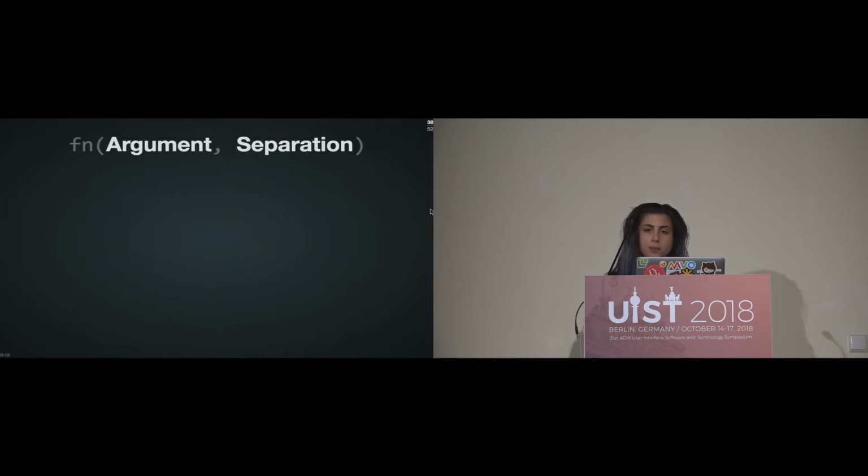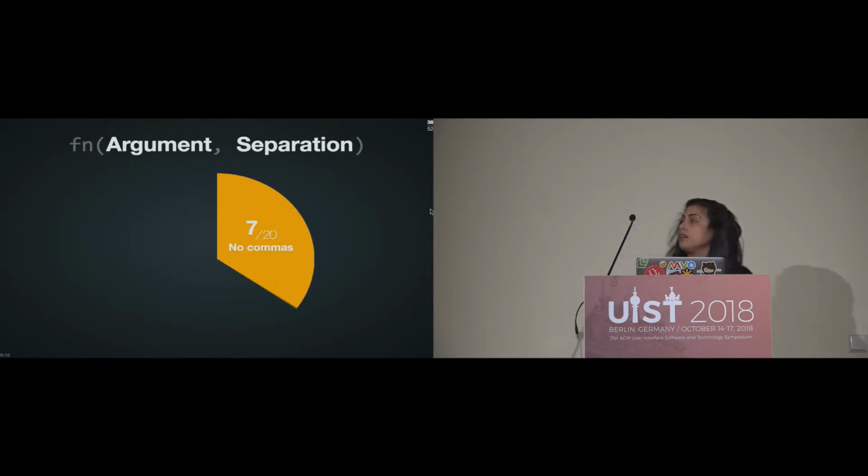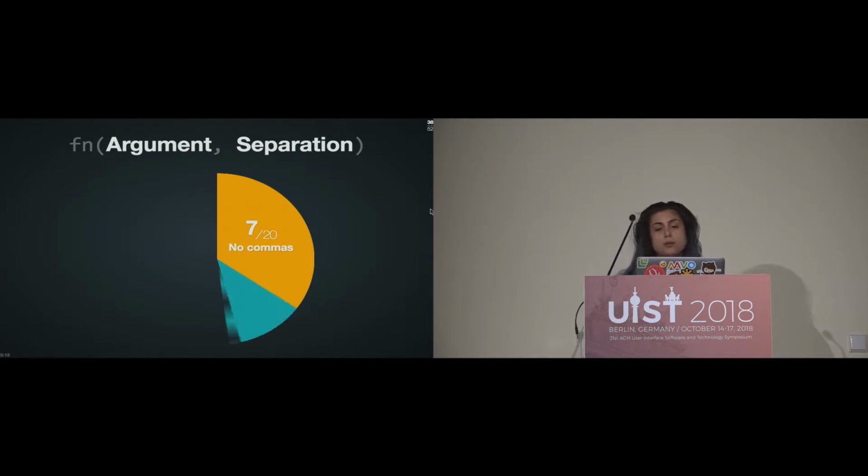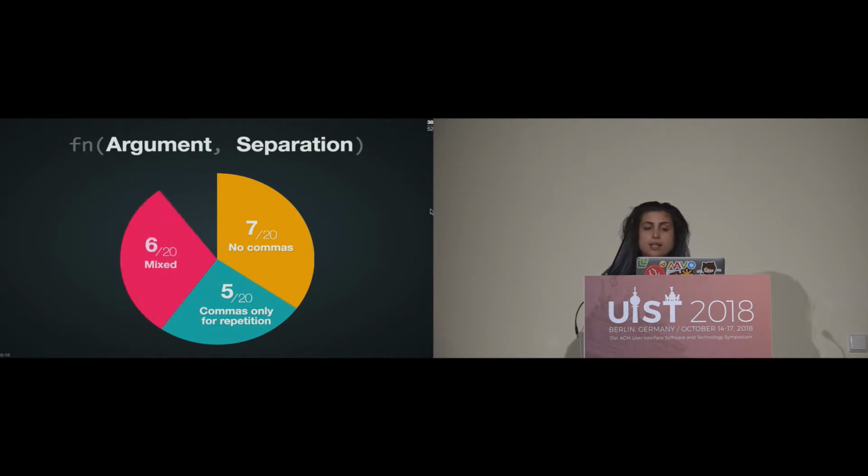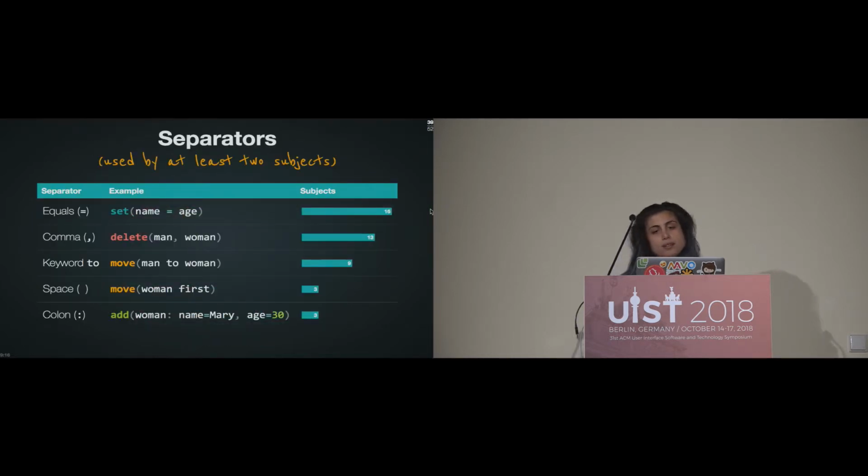While commas for argument separation are quite common in programming languages, they were not that natural to our subjects. 7 used no commas at all. 5 only used commas for repetition of the same argument type. 6 combined commas with other argument separators, and only 2 used commas in the way that they're used in programming languages. So what separators did people actually use then?